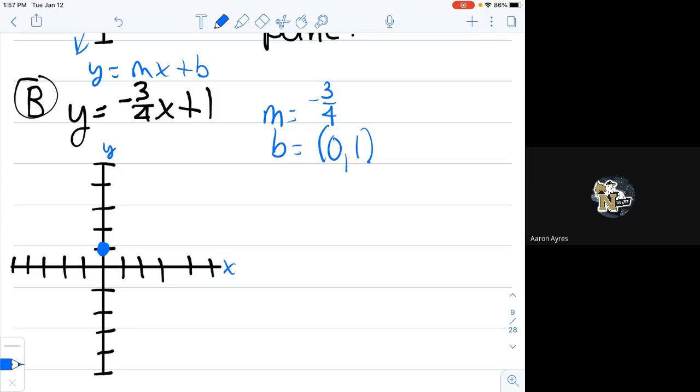Aaron, what do we do? We do 1, 2, 3. We do. Good job. Down 3. 1, 2, 3, 4. Right 4. Right there we go. Here's the point right there. Are we okay with that?